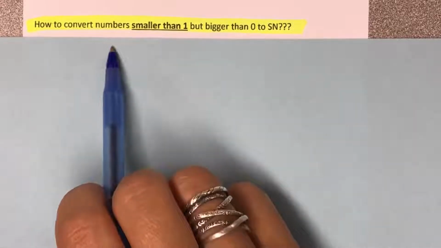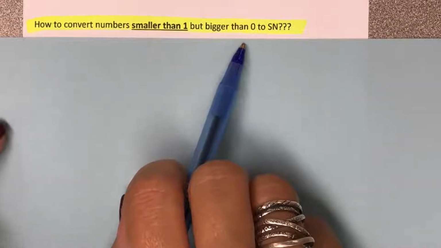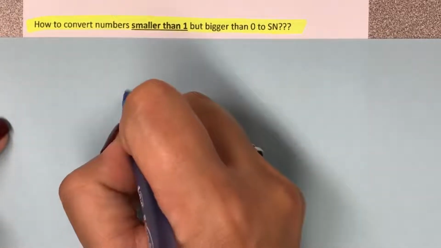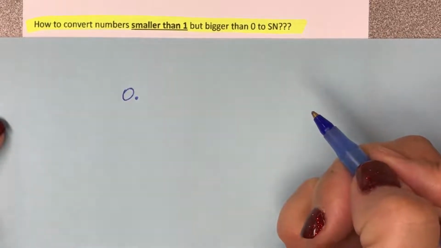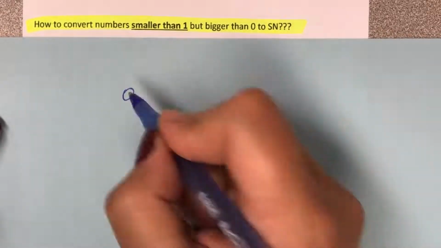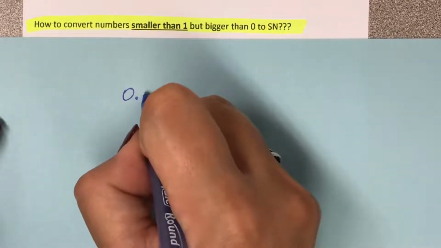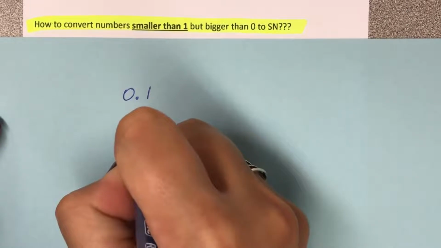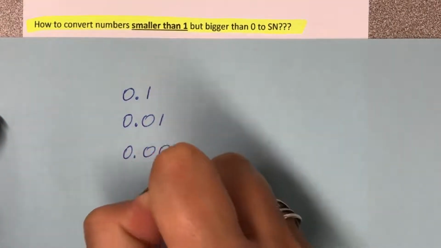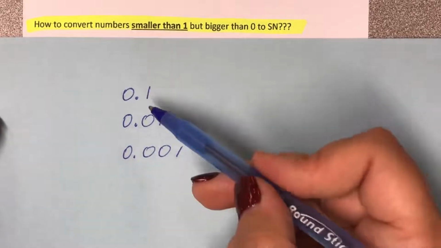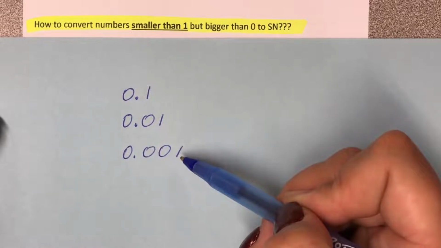In this video, we'll convert numbers smaller than 1 but bigger than 0 to scientific notation. So smaller than 1 means 0 point something because it's more than 0, so it has to be 0 point, but less than 1. So maybe 0.1 or 0.01 and 0.001, which means 1/10, 1/100th, 1/1000th.